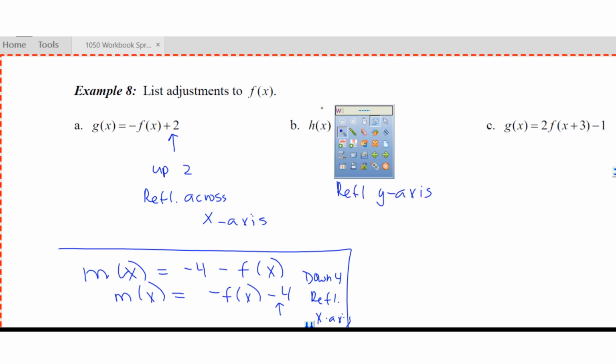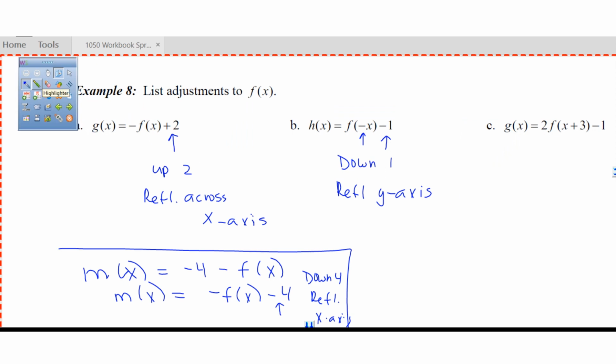Okay, yes. I was just wondering, do you have to do the up, down, left, right first before you do the reflection, or can you do the reflection first? When you're graphing, no, like when you're listing the adjustment. Listing, you can list in any order. What about when you're graphing? Reflection first. This one's just a list, so it's fine.